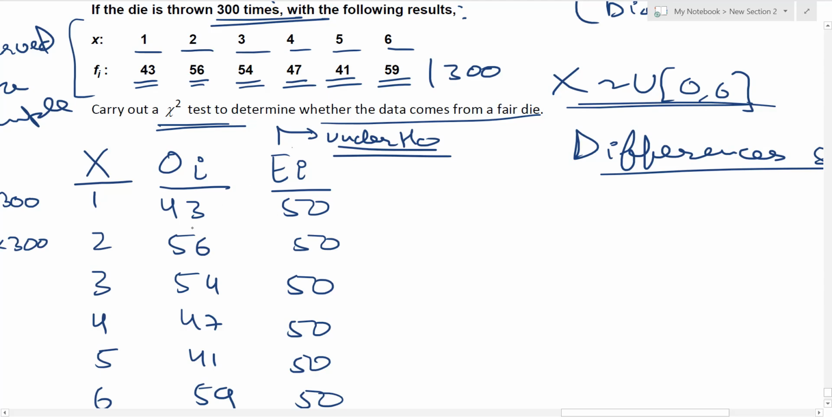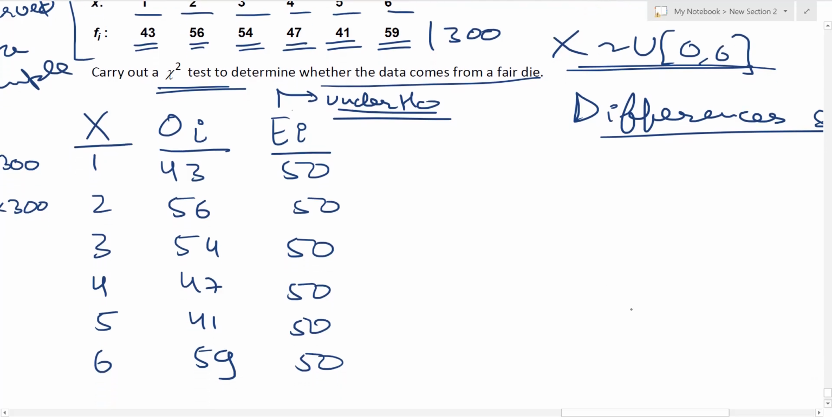So that difference between the two, EI and OI, should be random if the distributional assumptions are correct. And that should have a normal distribution. So we say OI minus EI has a normal distribution, right? But then we do not check using the normal distribution. How do I check this? I make my test statistic using OI minus EI whole square.